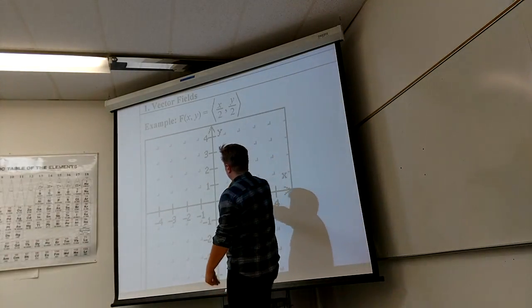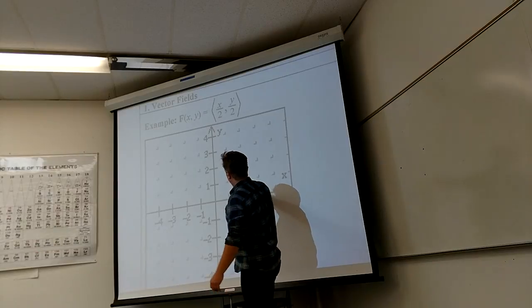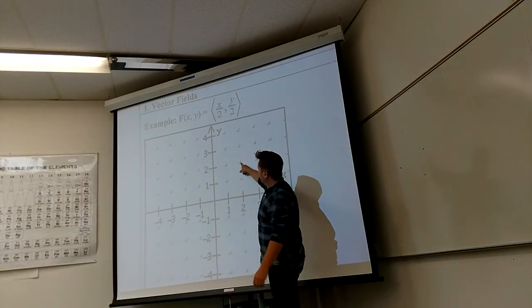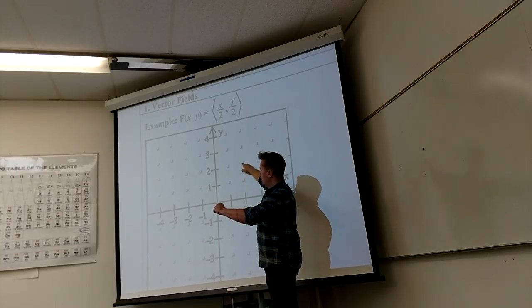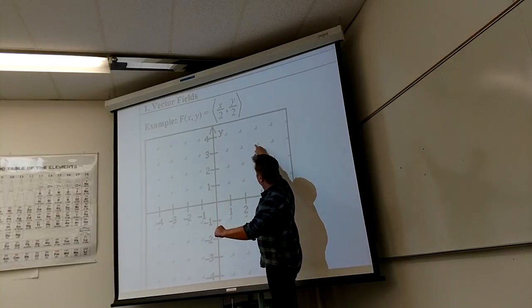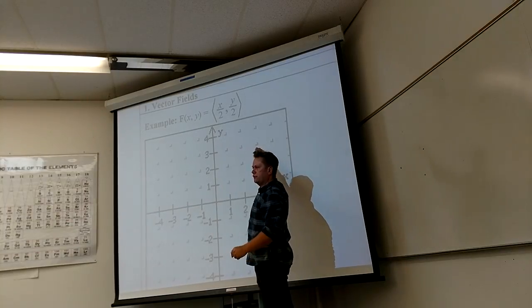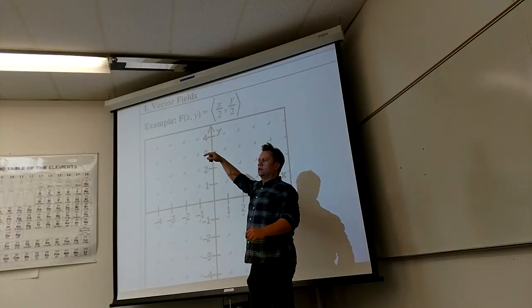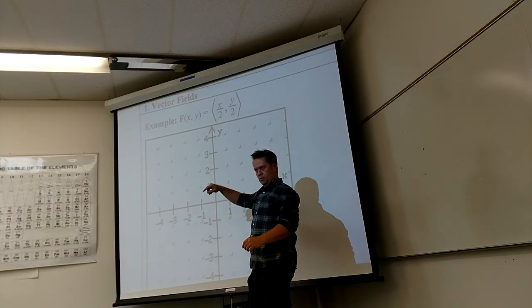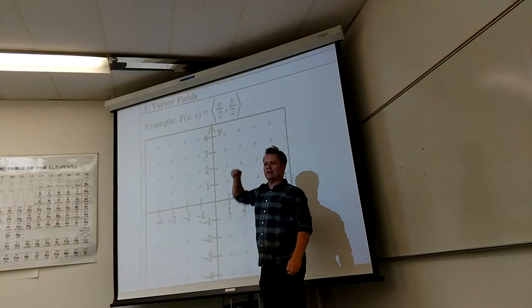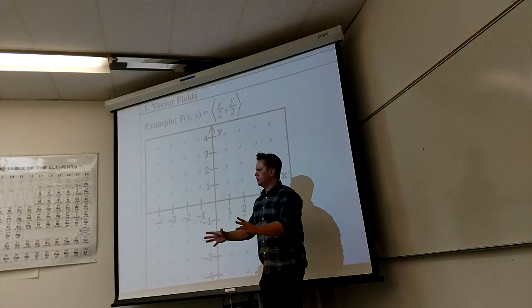For example, at 0, 0, it's 0. At 2, 2, what would the vector be? At 2, 2, that's the tail, I would draw 1, 1. I would draw it like this, there. Right? So, of course, as I get further and further away from the origin, as x and y get bigger, the vectors are going to get bigger. Does that make sense?